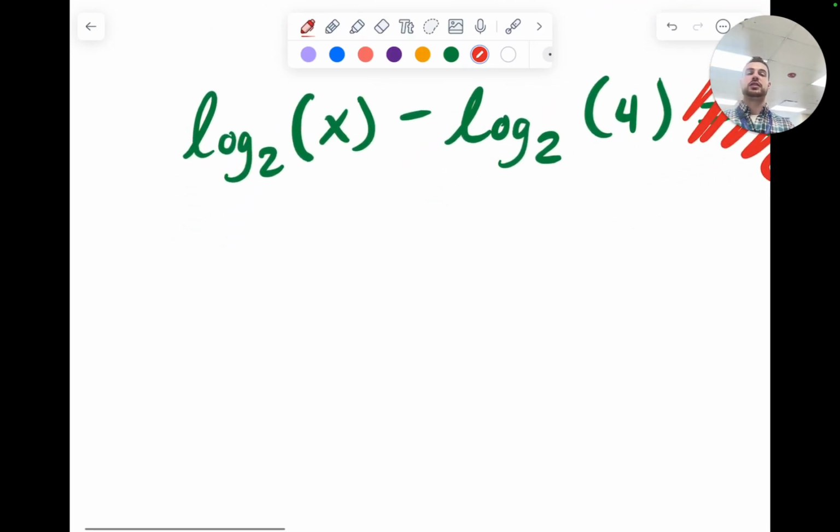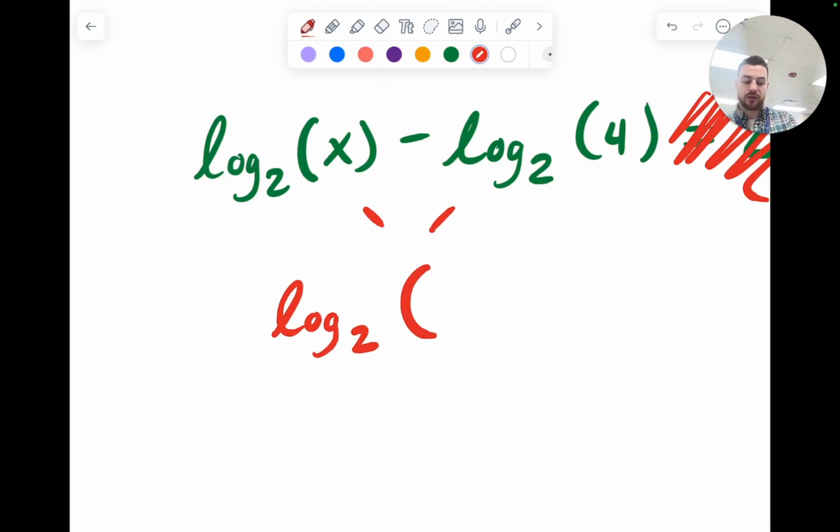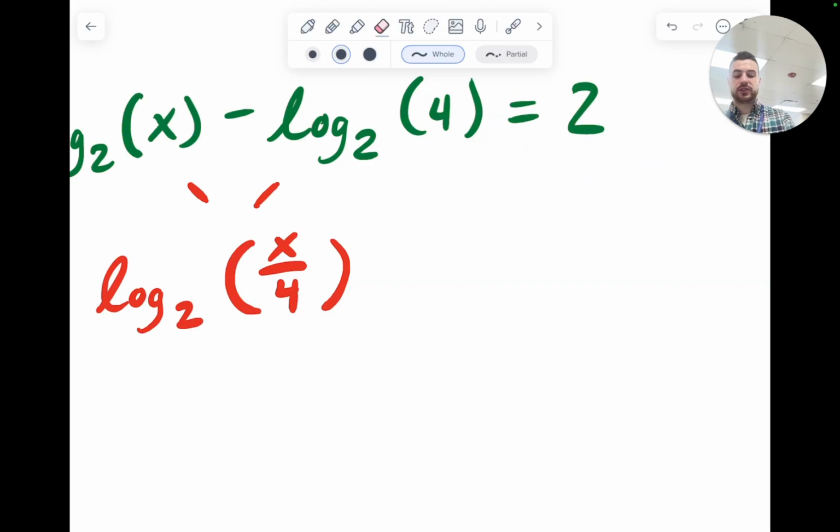If we focus just on this part here, we have two logs with the same base, with subtraction between them. Our properties of logs tell us that we are going to condense using our quotient property. So this is going to condense to log base 2 of x divided by 4. We condense just like we have been doing over our last couple days, but now let's remember that this is actually set equal to 2.